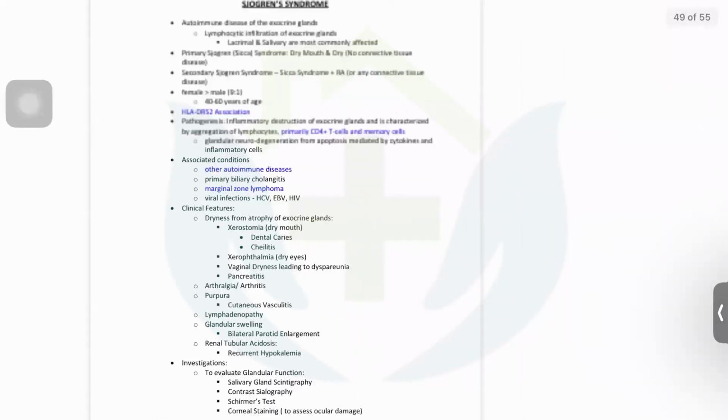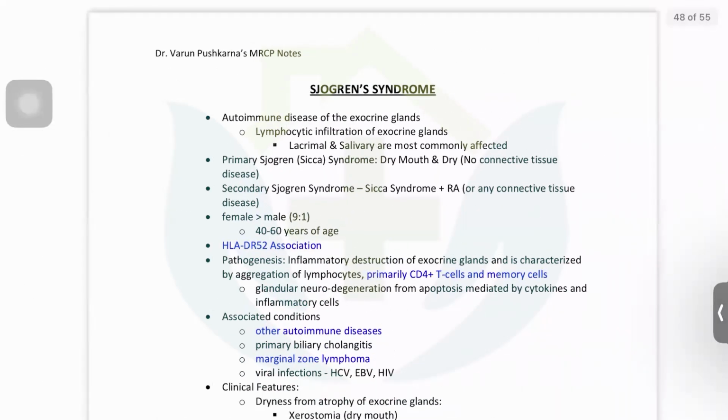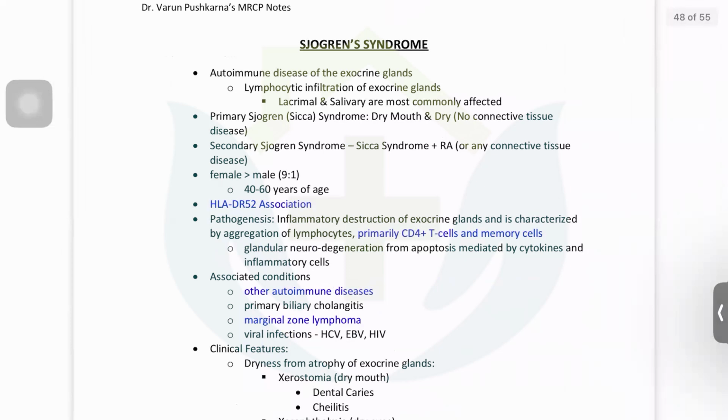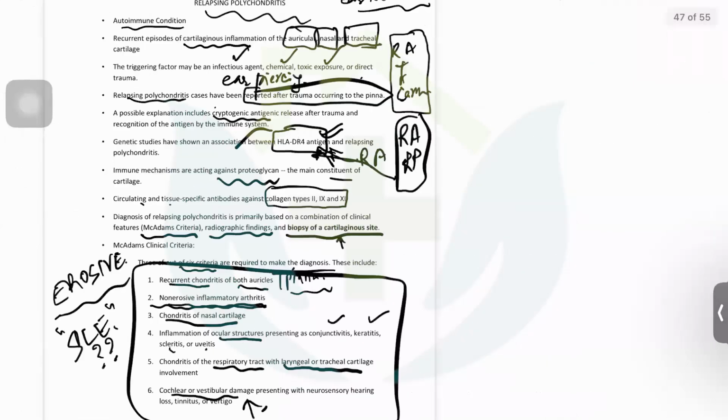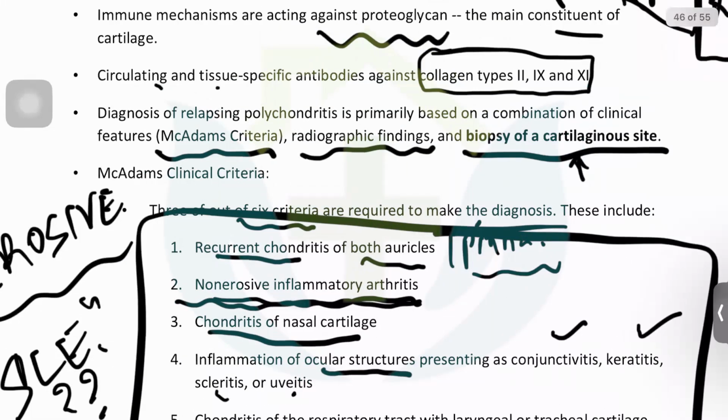Doubt: does there need to be bilateral involvement of the pinna to diagnose it, or can it still be unilateral? So let's go back to the McAdam criteria. There is recurrent chondritis of both auricles. So it should be both. The first criterion is recurrent chondritis of both auricles. Both of them should be involved.